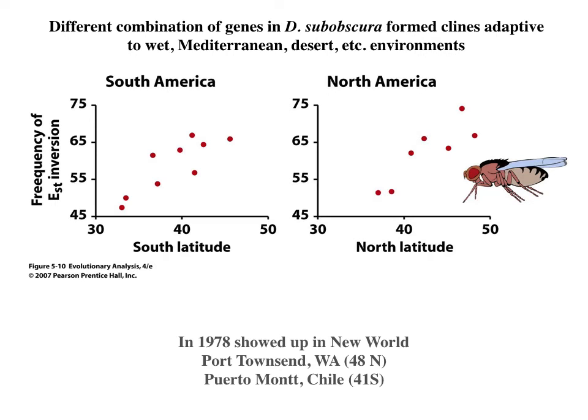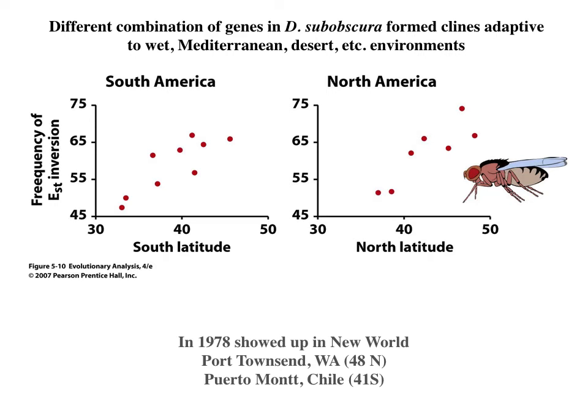Combinations of alleles that adapted these flies to the wet environment, as the flies moved north from Puerto Montt to Santiago and then up into the Atacama Desert, you would expect that, in fact, the level of inversions, or the frequency of inversions, would go down.